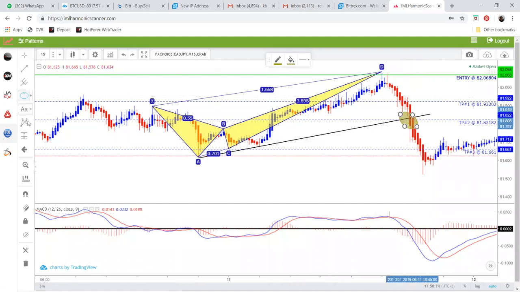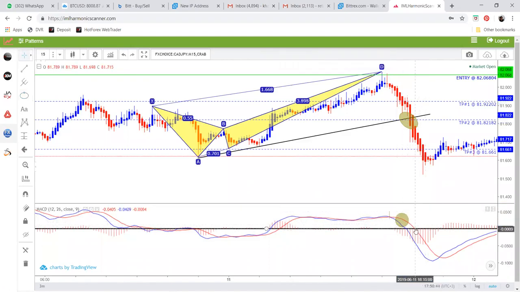Confirmation number 2. You've got to see the red signal line above the blue MACD line, all right? So confirmation number 2, boom, we got that. You can see that, all right?